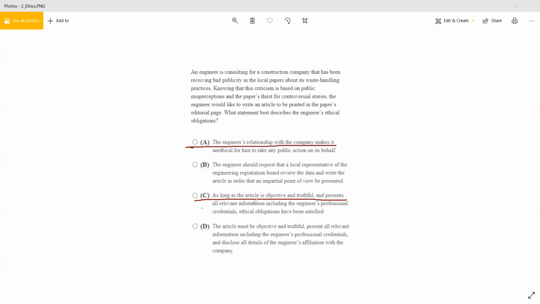Which one is it? B is the engineer should request a local representative of the registration board to review the data and write the article in order for that impartial point of view to be presented. That one seems logical. For D, the article must be objective. This is the engineer writing the article, I think. The article that the engineer writes must be objective and truthful, present all relevant info, including their professional credentials, and disclose all details of their affiliation. So basically, the engineer would talk about his affiliation, give his professional credentials, disclose all the details, and be objective and truthful, versus requesting a representative of the board to review. So with B, the engineer is leaving it to the registration board to review the data that people are talking about and write the article.